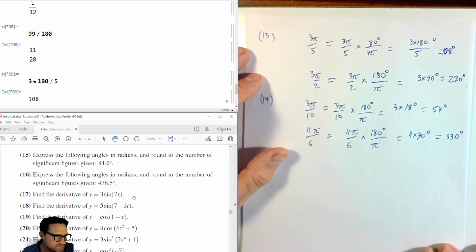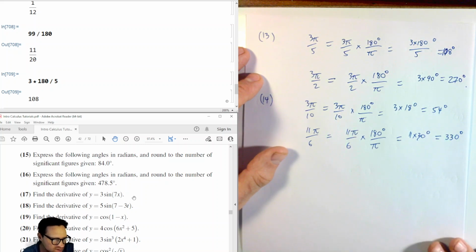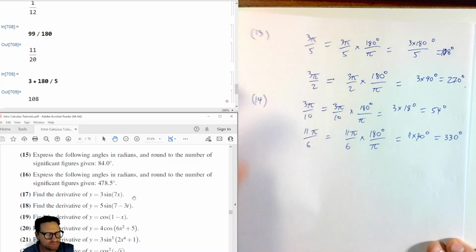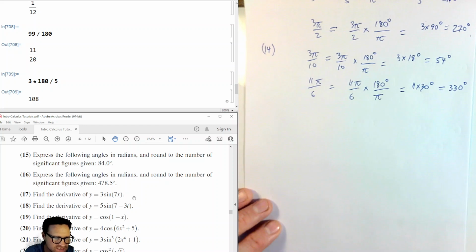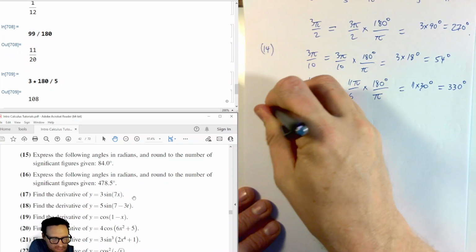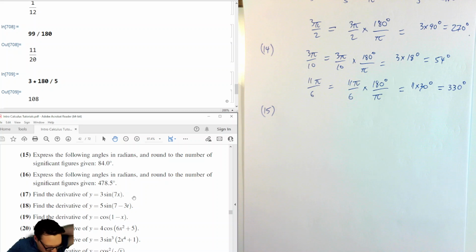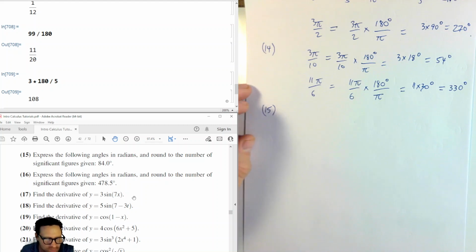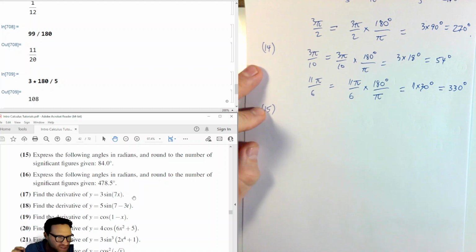Question 15. Express the following angles in radians and round to the number of significant figures given. 84.0 degrees is 3 significant figures. But in my opinion, it doesn't make a lot of sense to use significant figures when you're dealing with angles. You really need to use calculus to get a good understanding of how to represent the errors. But let's do this anyway.